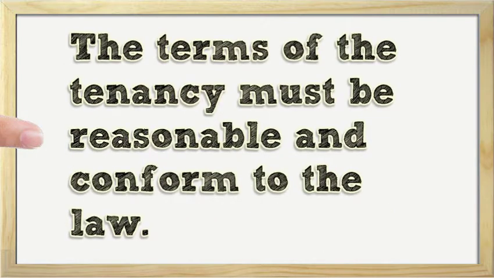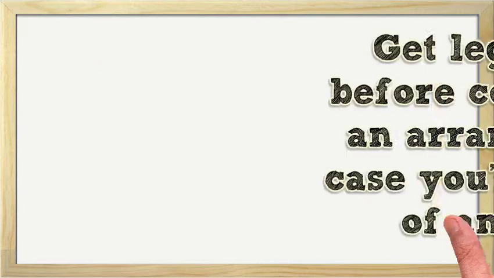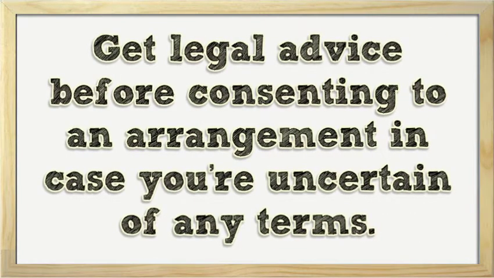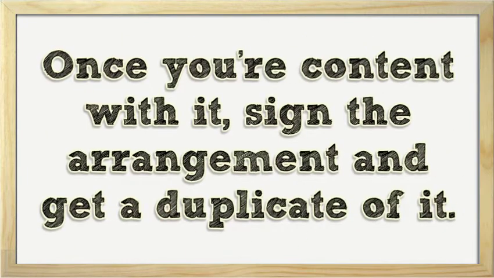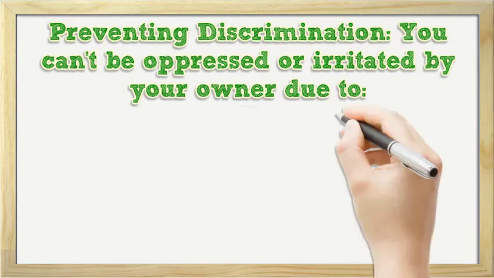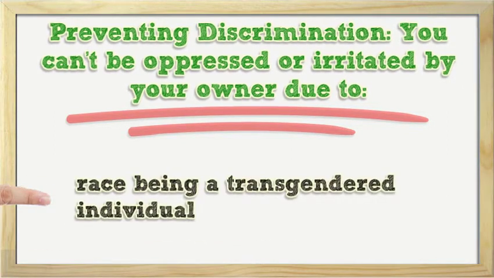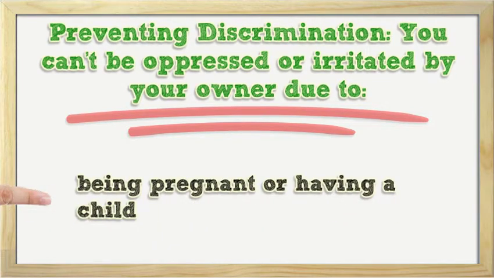The terms of the tenancy must be fair and comply with the law. A tenancy agreement can't have anything in it that may indirectly discriminate against you. Get legal advice before agreeing to an arrangement if you're unsure of any terms. Once you're happy with it, sign the agreement and get a copy of it. Changes to tenancy agreement. Both tenant and owner must agree in order to change the terms of the tenancy agreement. Preventing discrimination. You can't be discriminated against or harassed by your owner because of age, gender, sexual orientation, disability, religion or belief, race, being a transgender person, being pregnant or having a child.